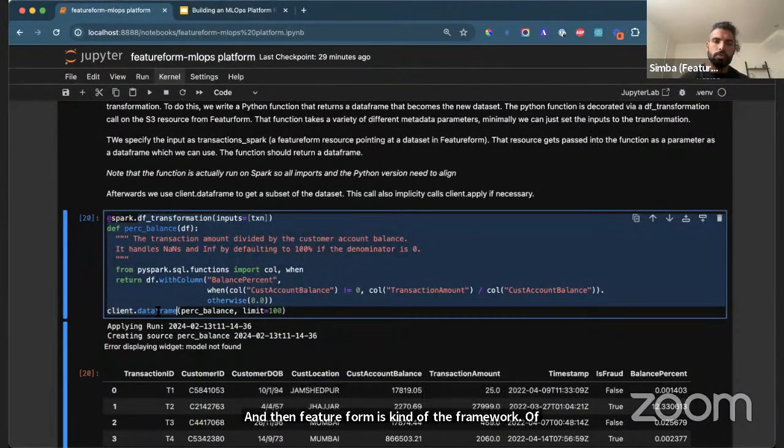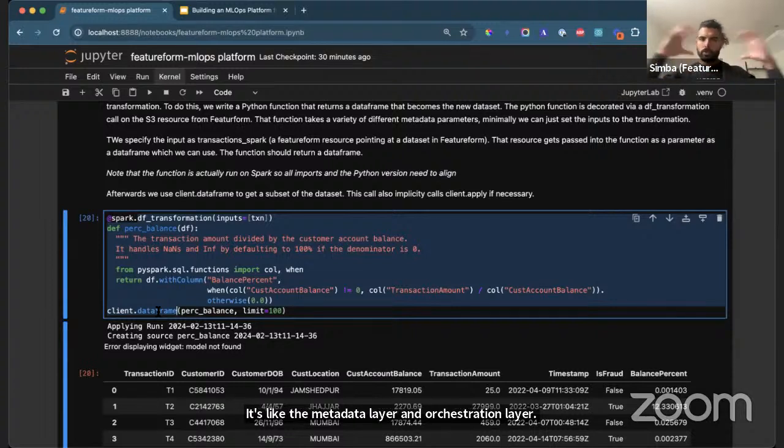With feature form, what you're doing is you're taking the transformation and then you're kind of declaratively defining it. So feature form will take this, it will make it searchable in a catalog so that you can see what was built, you can reuse things. It will run it on Spark for you. So it's orchestrating. It's like the metadata layer and the orchestration layer. And this pattern you'll see over and over again in MLOps. There's the engine, in this case Spark, and then there's the orchestrator, which kind of makes the engine work for the MLOps use case.